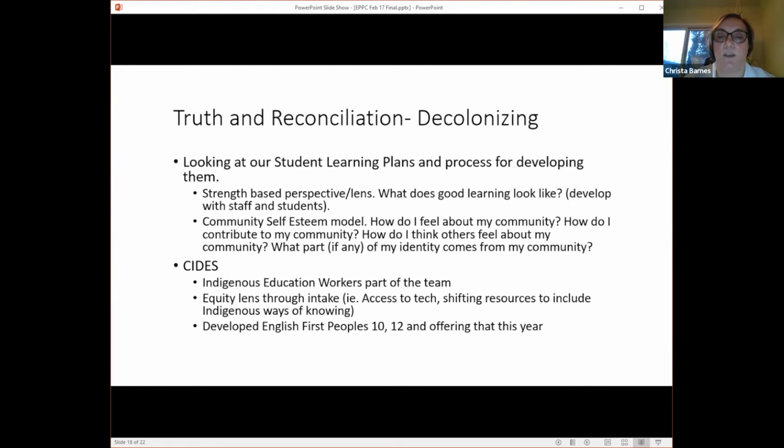And then also looking at the resources themselves around Indigenous ways of knowing, and those online portions having some different activities for them to do, and some more place-based things and things that they can do even out on the land. And they've also developed the English First Peoples 10 and 12 that they've been offering this year as well.